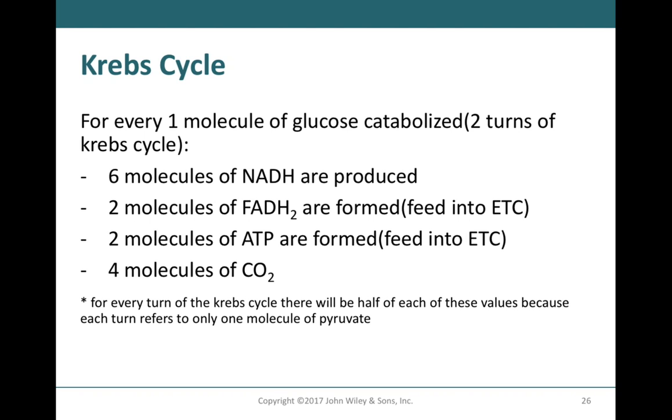Or I very well might ask, how many molecules of NADH come from 1 molecule of pyruvic acid or 1 molecule of acetyl-coenzyme A? And if I ask for pyruvic acid or acetyl-coenzyme A, you're just going to take this number and cut it in half. So these are going to be the products from every 2 turns of the Krebs cycle.